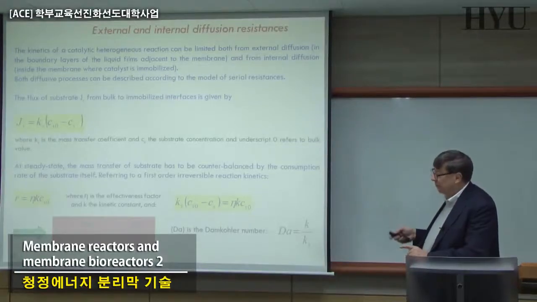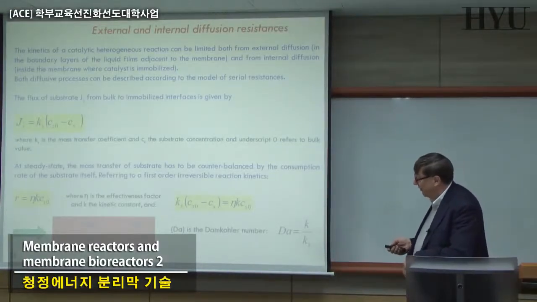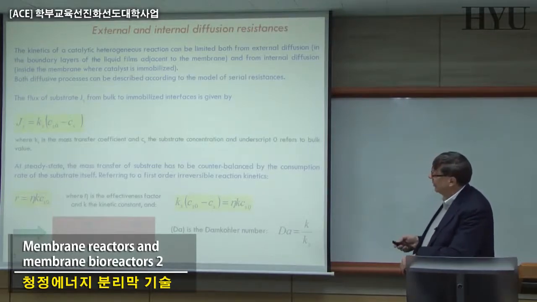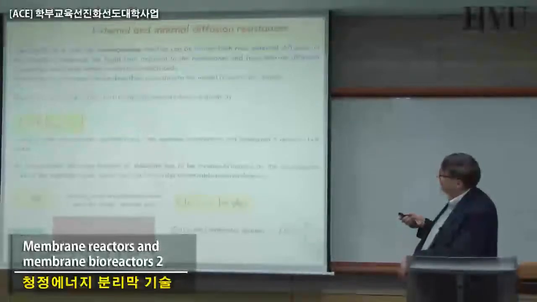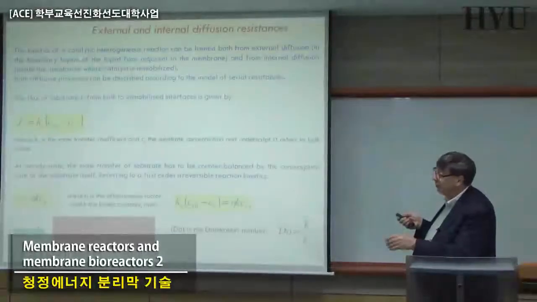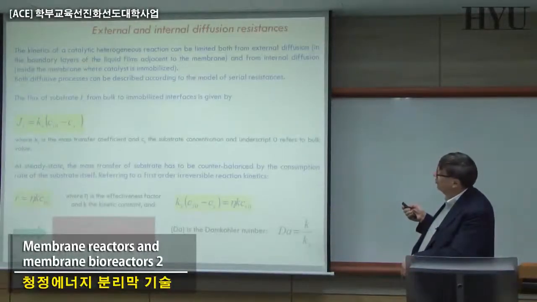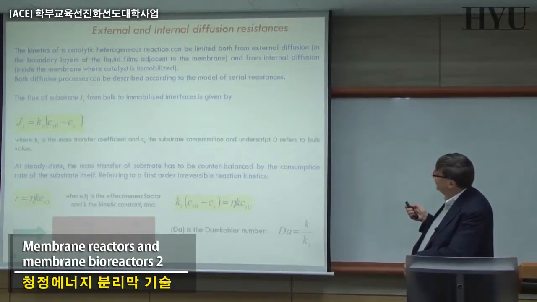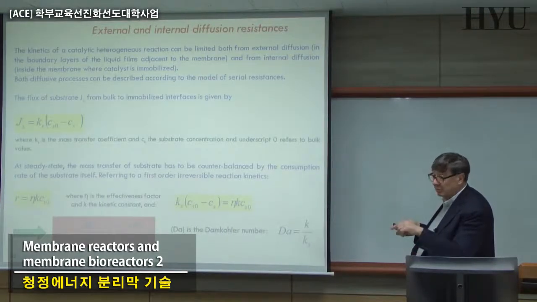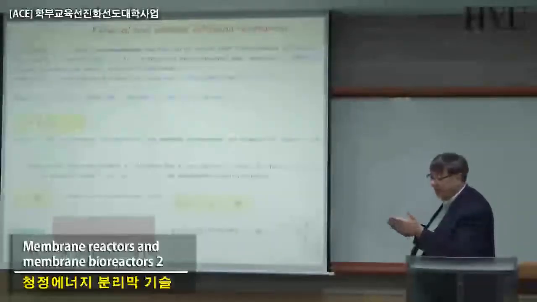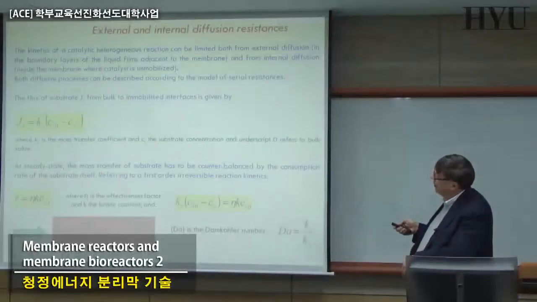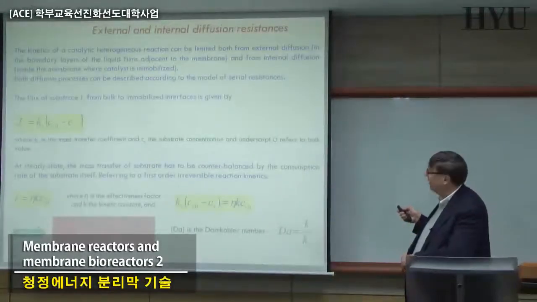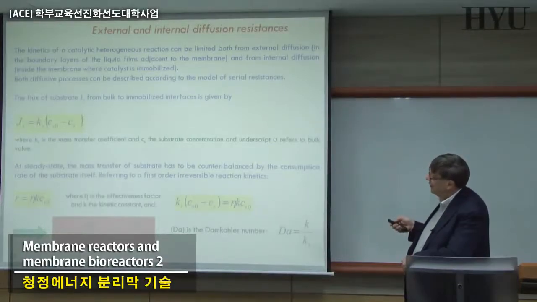In many of these membrane reactors, and that is true particularly when we are talking about bioreactors, we want to know the difference between external and internal diffusion resistance, because we can have some limitation, some deviation from ideal behavior from external diffusion. That means, if you build up a gel layer, concentration polarization phenomena, that means in the boundary layers of the liquid film adjacent to the membrane, and on the opposite side, internal diffusion problems, where the catalyst is immobilized.